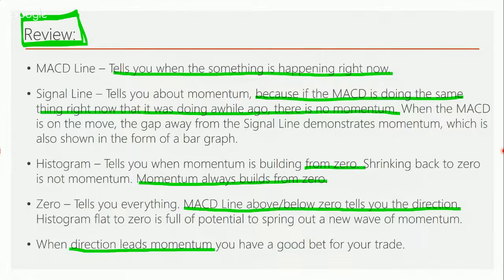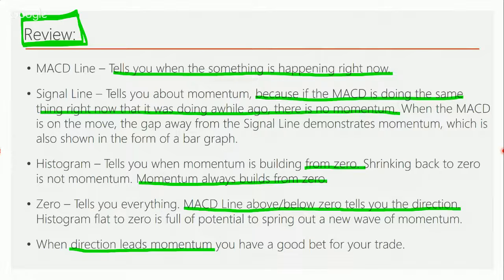The histogram tells you when momentum is building, and remember, it builds from zero. Shrinking back to zero is not momentum. Momentum always builds from zero, so don't confuse the two. One has a bunch of energy to push the market forward, and the other, all it means is we have that energy dissipating out of the market, and it might mean that we have a new direction coming, or it could just be consolidation.